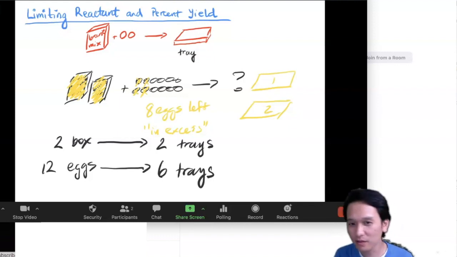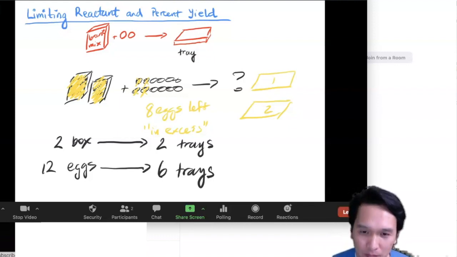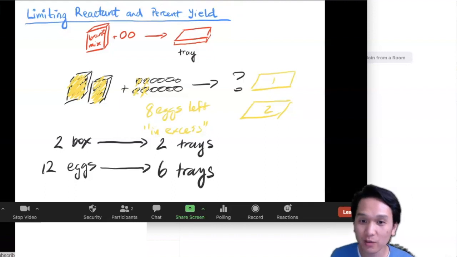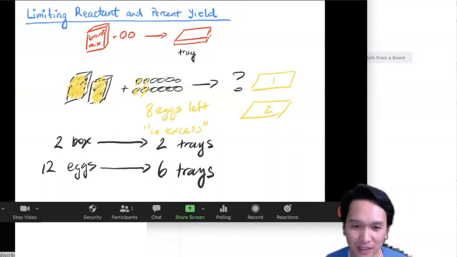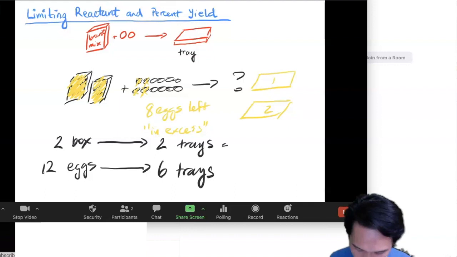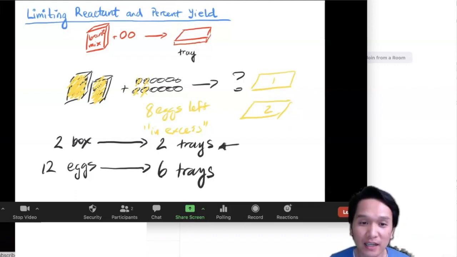So there are 2 worlds we're talking about here, right? Which one is smaller? Which one is limiting the amount you can make? It's the 2 trays scenario, right? So that's why in this case, the brownie mix is your limiting reagent. It limits the maximum amount of product you can make.